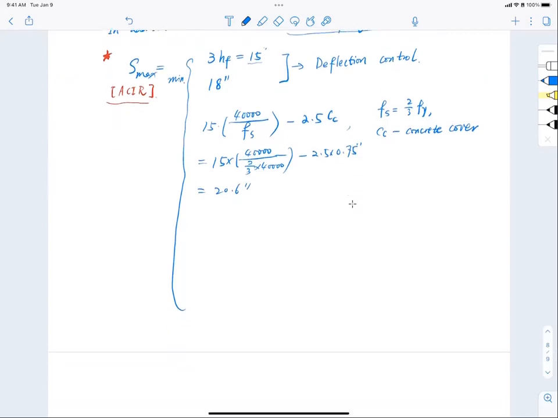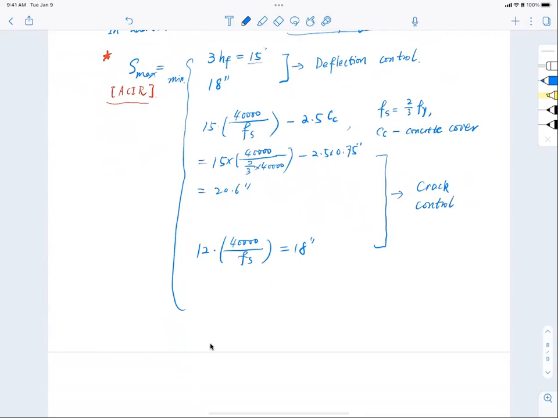Okay, 20.6 inches. And the other number right here is 12 multiplied by 40,000 divided by Fs, and that is 18 inches. So out of these two equations, ACI calls it crack control. Okay, let me use the same bracket to be consistent. And this is called crack control.